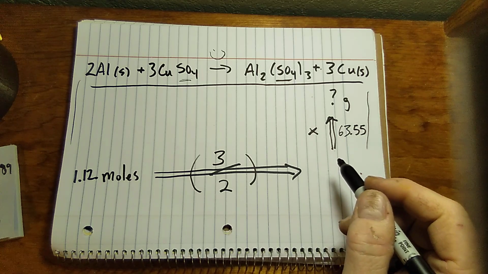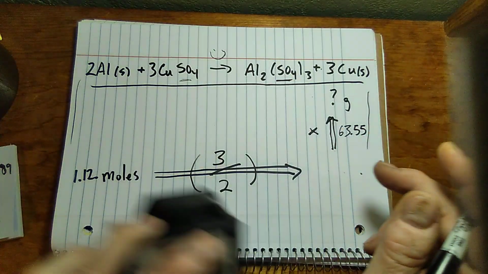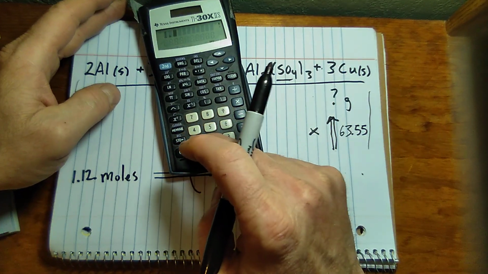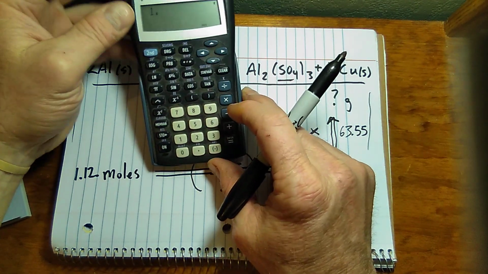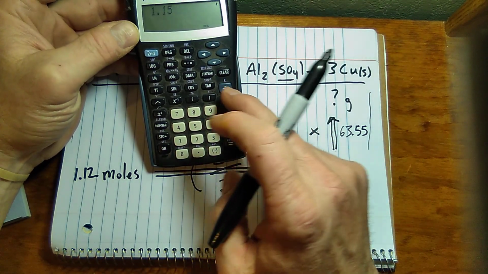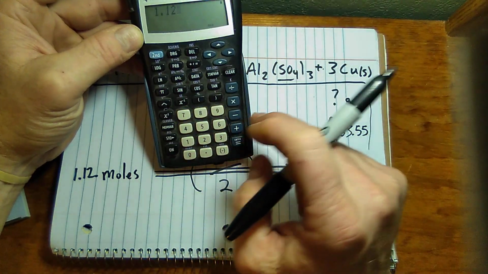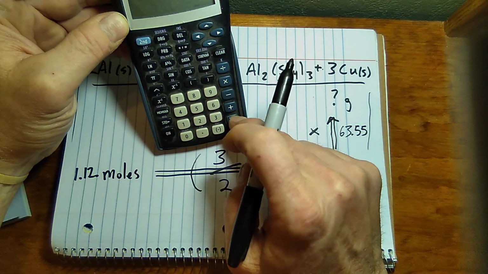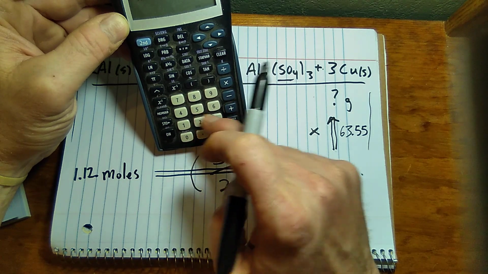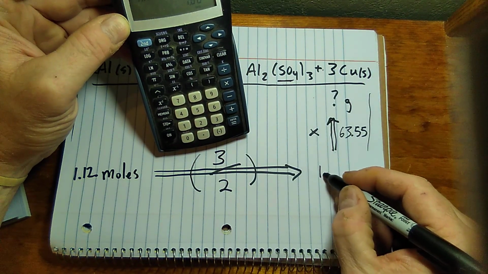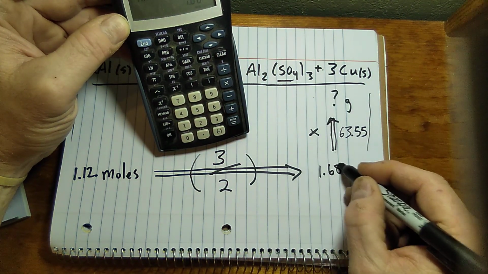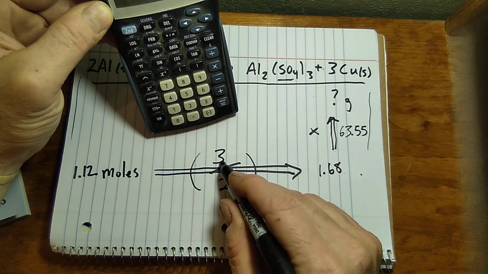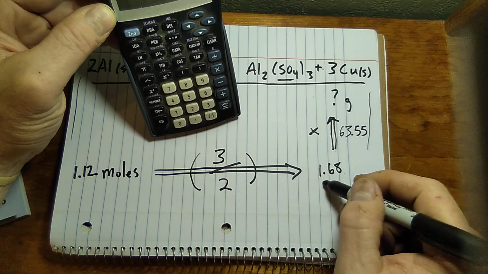So let's do the math. I have my calculator this time, and I'll set it right here and just give you the numbers. So the 1.12 moles, 1.12, we're going to times it by the 3, and then divide it by the 2. Gives us 1.68, and that's about right. We don't double this, but we have a greater number on top, dividing by a smaller number, so it should be a little bit larger.